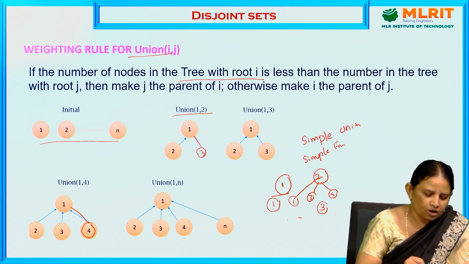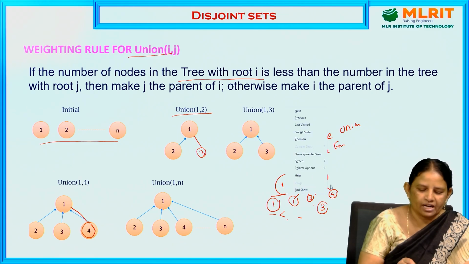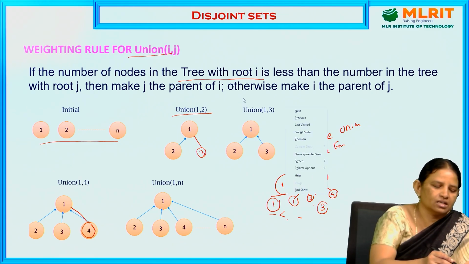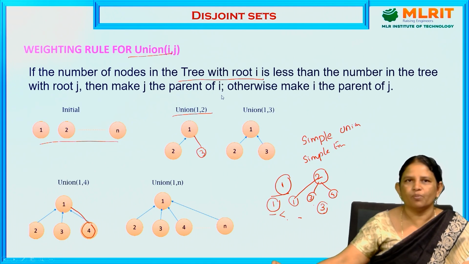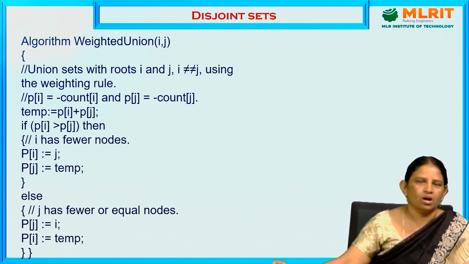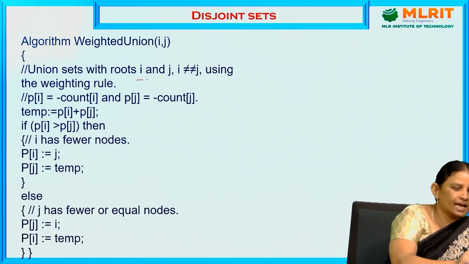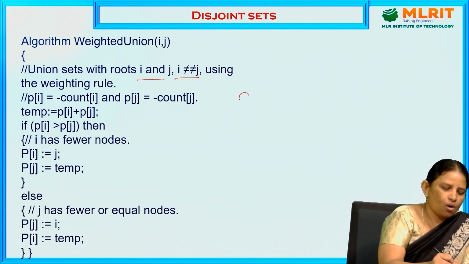If the number of nodes in the first tree is less than the number of nodes in the second tree, make j the parent of i, or otherwise make i the parent of j, depending upon the number of nodes. That is the weighting rule. So consider this example where we perform the weighted union. Consider the two sets i and j, with i not equal to j. That means these are two different sets, 1 and 2 as two different sets.